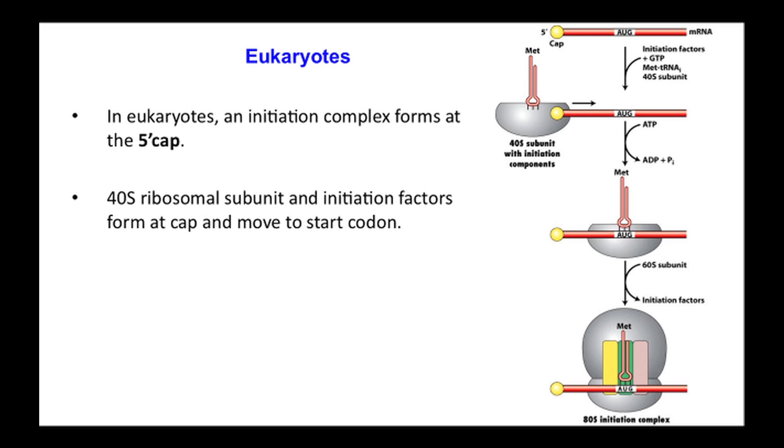The 40S ribosomal subunit and initiation factors, they're all going to form at that 5' cap, and then they're going to actually move along and scan the messenger RNA until they find that start codon, that AUG. Once that happens, the entire ribosome assembles.